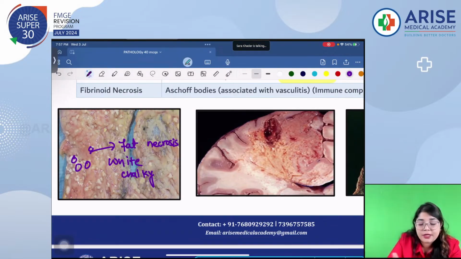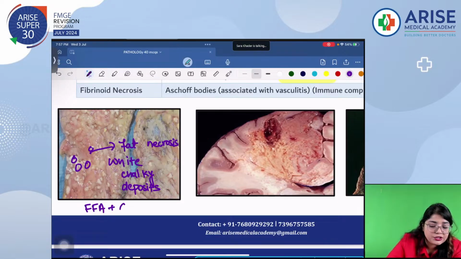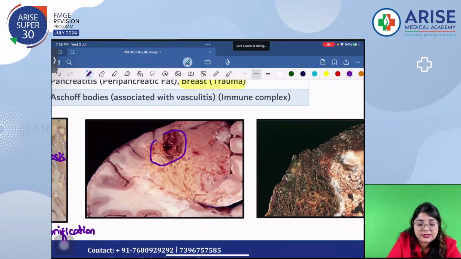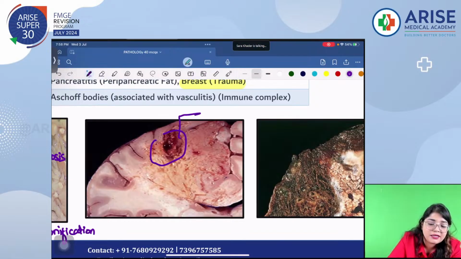Okay, in the mesentery. And this is due to saponification because of free fatty acids binding to calcium. This is nothing but saponification. I hope you're able to remember this. Yes, very good, guys. What about this one? You can see this is a cut section of your brain, and you can see this infarct which has lost its tissue architecture, right? So this is actually liquefactive necrosis.